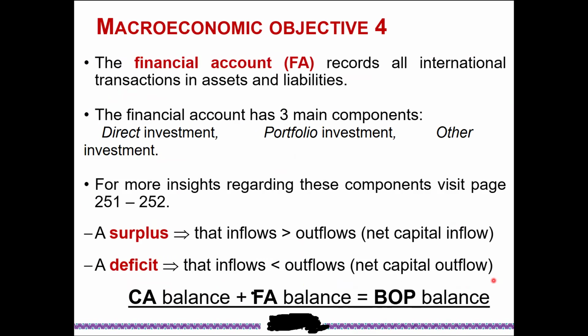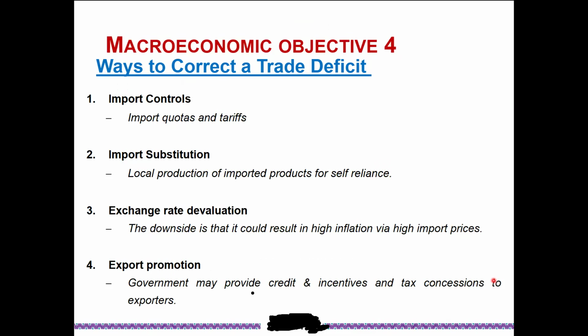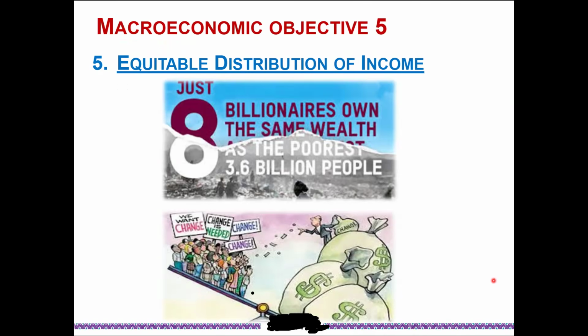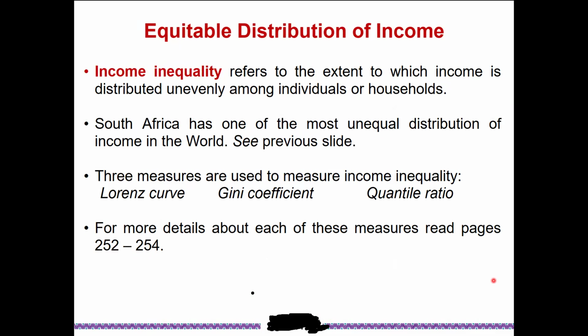And then you also have macroeconomic objective five, equitable distribution of income. This is basically where we are trying to reduce the gap between the rich and the poor, by distributing income equally.